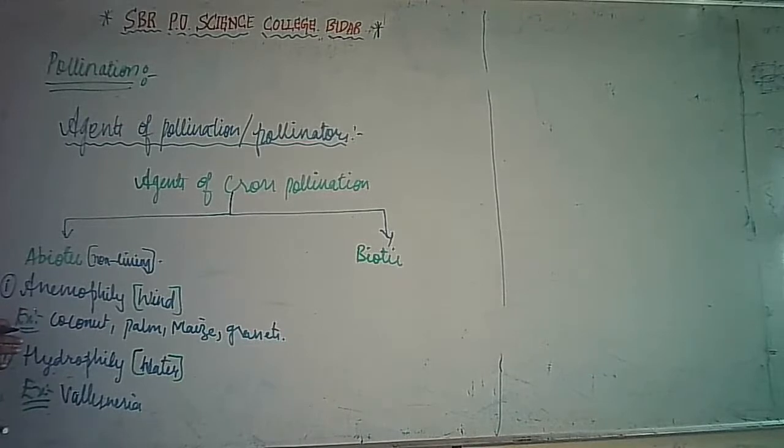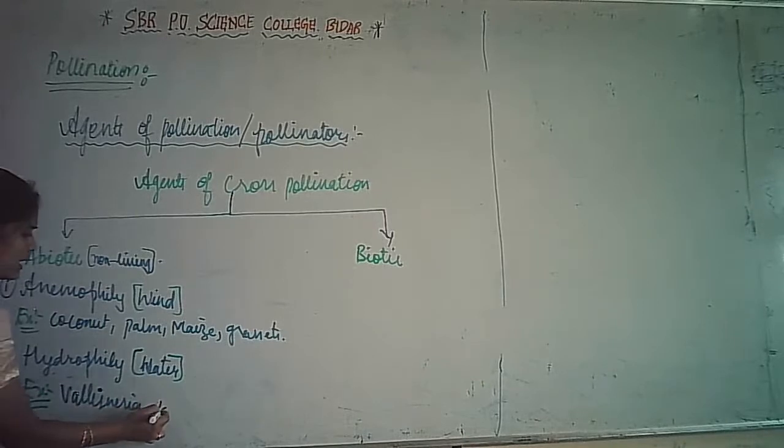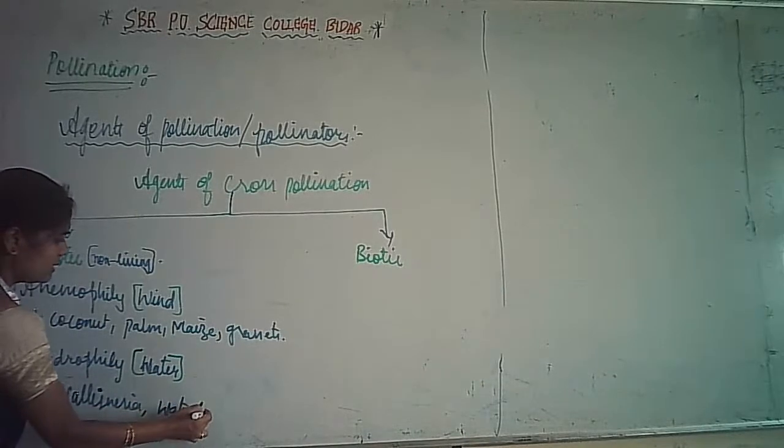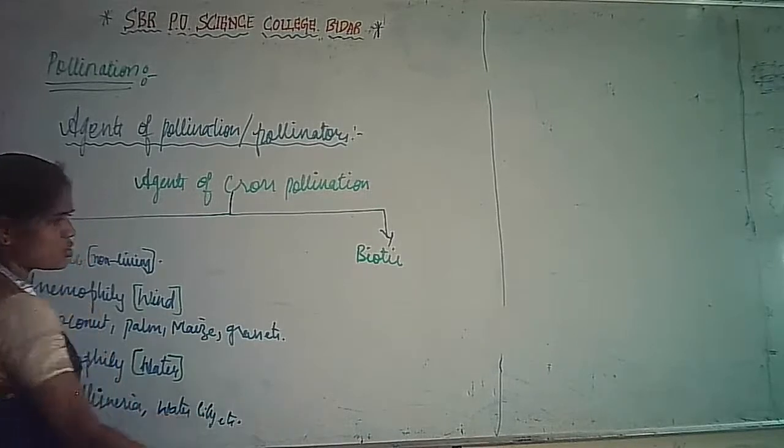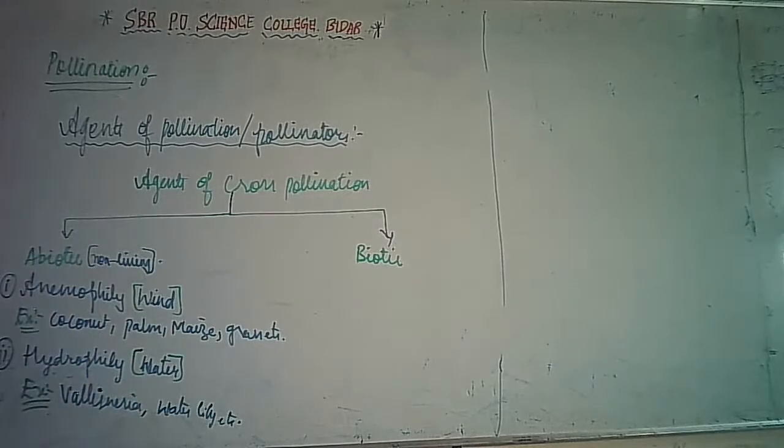Many questions will arise. How is the pollination taking place in Vallisneria? Explain. It is asked in 5 marks, in 3 marks, it is asked in NEET also, and in SET also. Vallisneria. Then water lily, etc. Now let us talk about the different types of biotic: entomophily, ornithophily, chiropterophily, then malacophily.